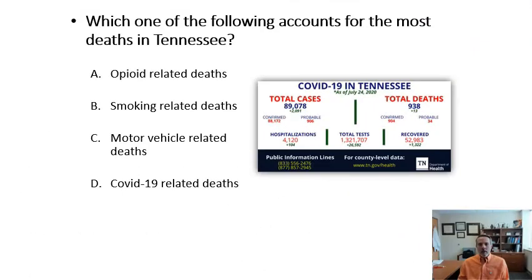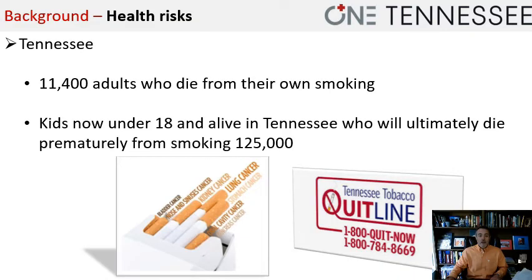We're talking a lot about opioids, so this may be an easy question, or it might not be an easy question, but which of the following accounts for the most deaths in our state of Tennessee? Is that opioid-related deaths? Is it smoking-related? Is it motor vehicle-related deaths? Or is it COVID-19-related deaths? The answer may surprise you, but it's smoking.